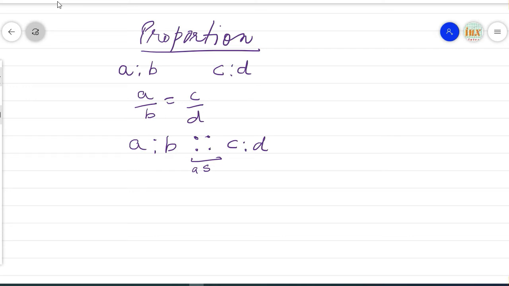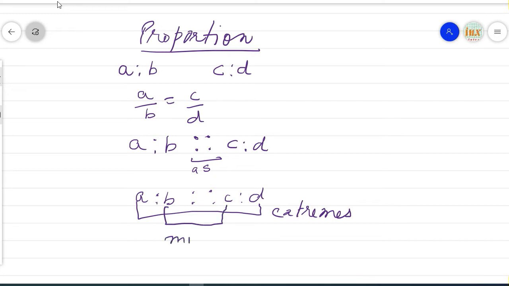Now, when four quantities are in proportion, that is A is to B as C is to D, the first and the last terms are known as extremes. The middle ones, B and C, are called middle terms, or means. So the extreme terms A and D, the first and the fourth terms, are called extremes, and the second and the third terms are called means.